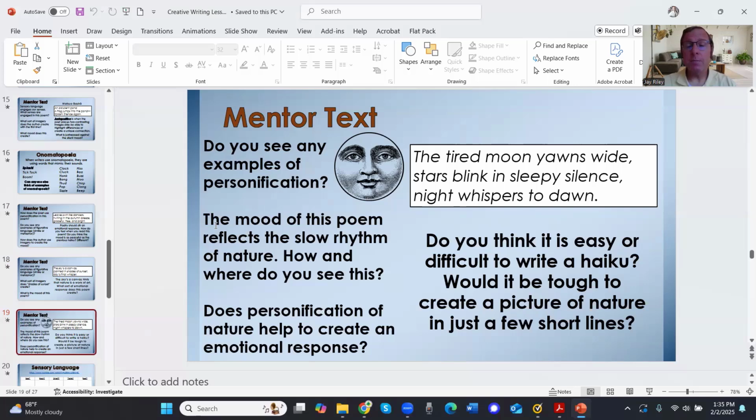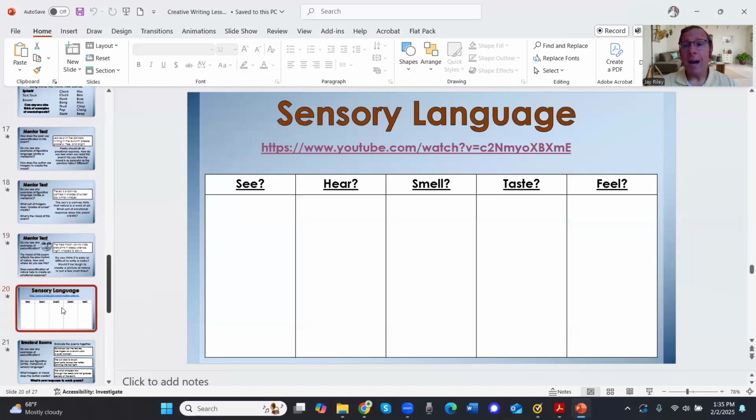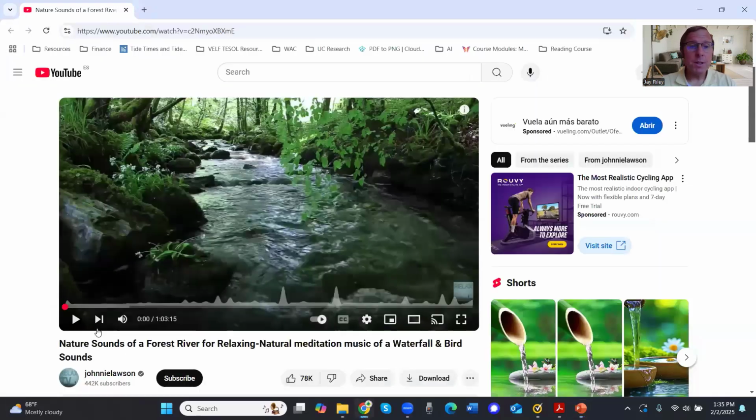But really here, this poet is trying to capture the rhythm of nature, how this is something that happens over and over again. Every night as we pass through night and we enter the new day. So this is something that I always work through when I'm teaching this to my students. I'll go through a YouTube video here where we just observe things in nature.